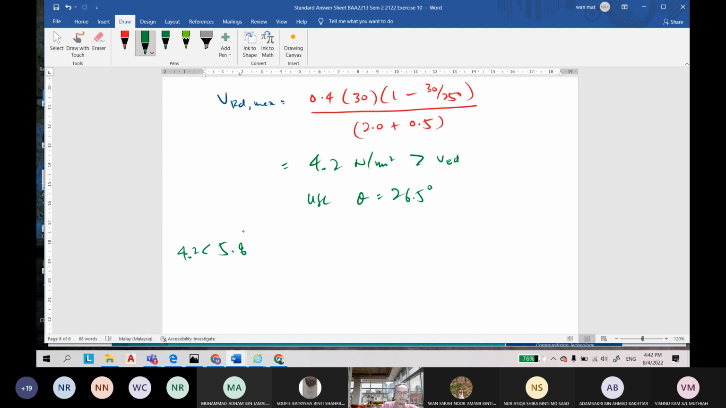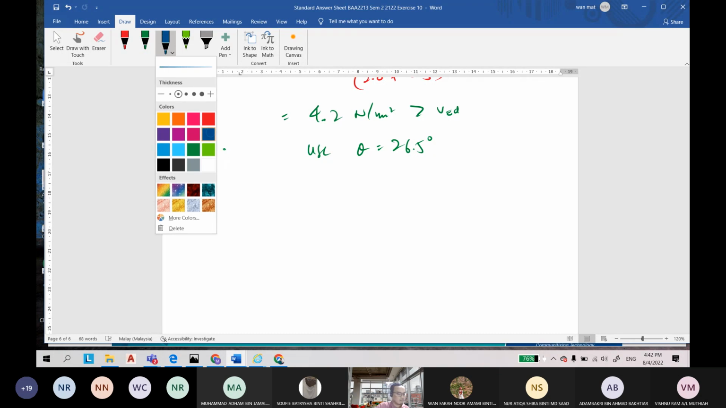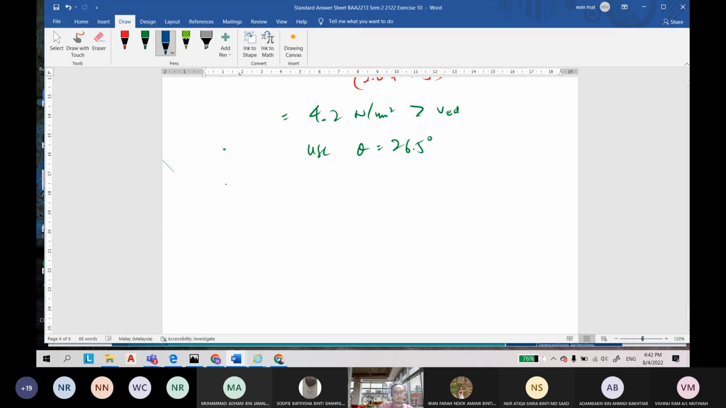we must check for theta equal to 45 degree, and then we can find the value of theta again, just like the equations in exercise number 9. Okay, so for this one it is simple, so we can skip the step. Okay, so we can proceed to the transverse shear reinforcement.